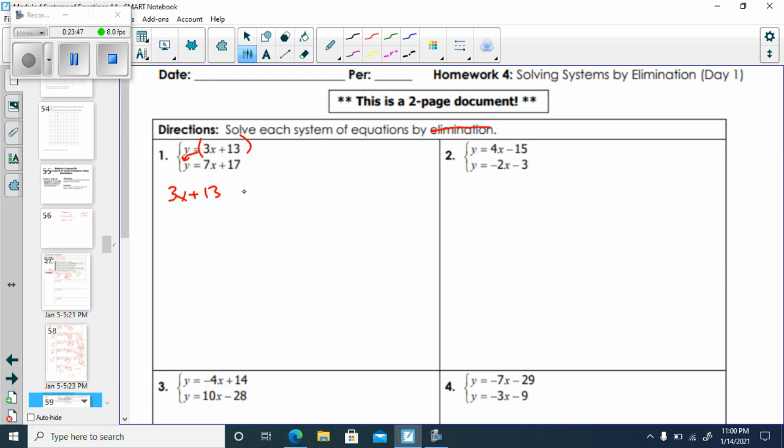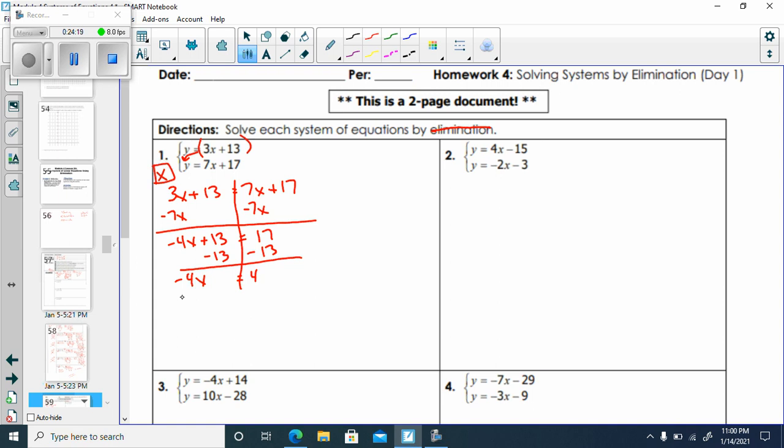3x plus 13 equals 7x plus 17. So I've gotten rid of the y, I'm looking for the x. Let's subtract 7x from both sides. I've got negative 4x plus 13 is equal to 17. Let's subtract 13 from both sides. I have negative 4x is equal to 4. Let's divide both sides by negative 4. And x is equal to negative 1.